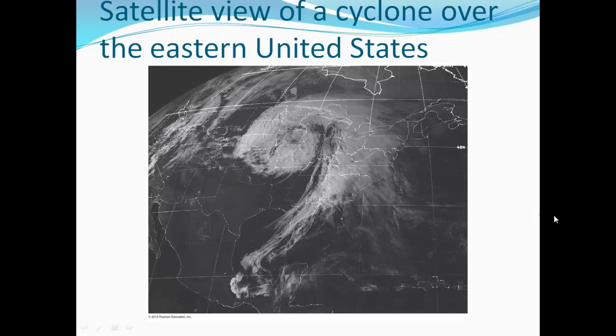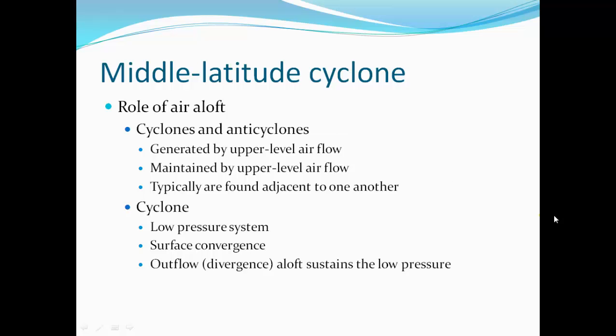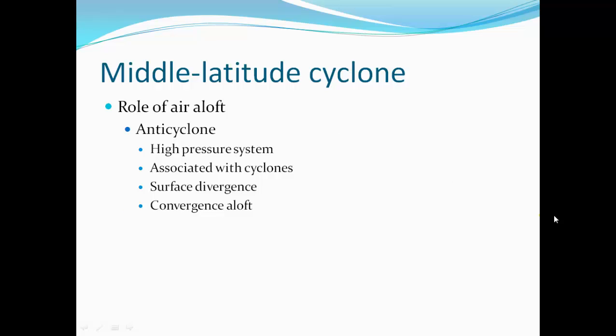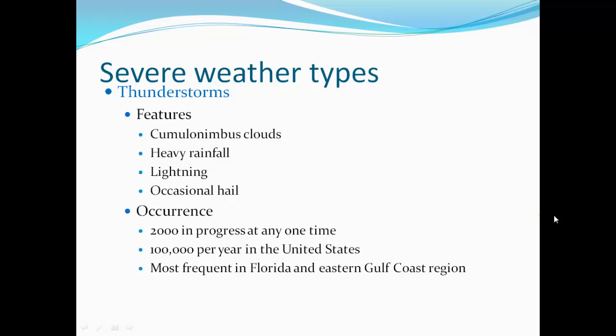Satellite view of a cyclone over eastern United States. The cyclones and anticyclones are generated and maintained by upper-level airflow, and typically are found adjacent to one another. The cyclone, remember, is a low-pressure system, with surface convergence, and an outflow of divergent air aloft sustains low pressure. An anticyclone is a high-pressure system associated with cyclones, with surface divergence and convergence aloft.